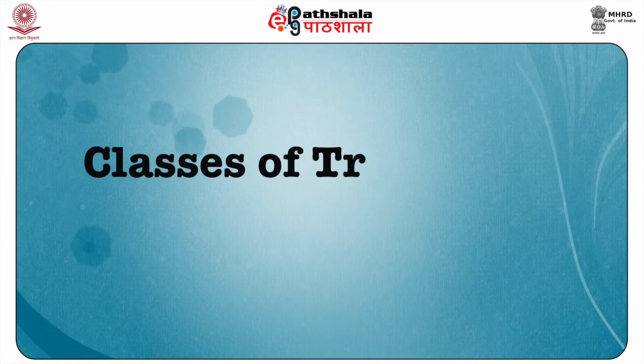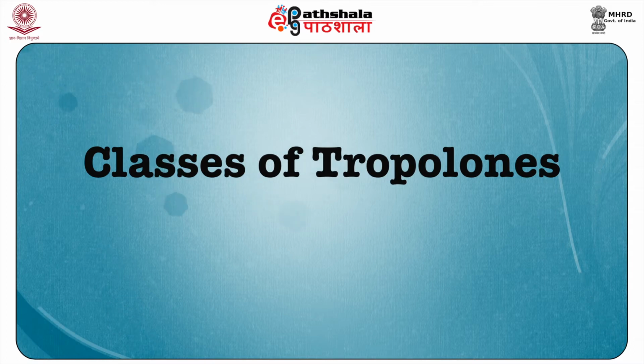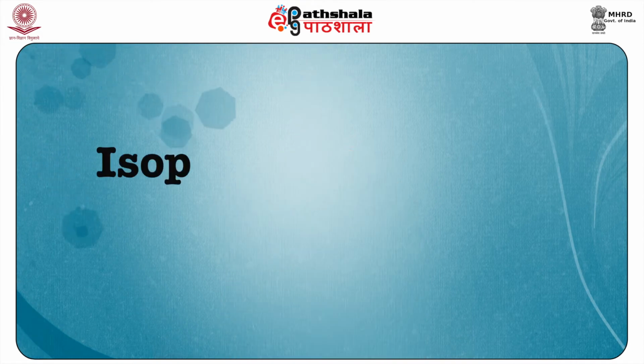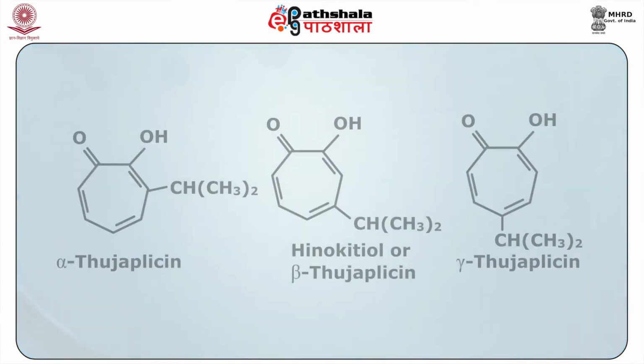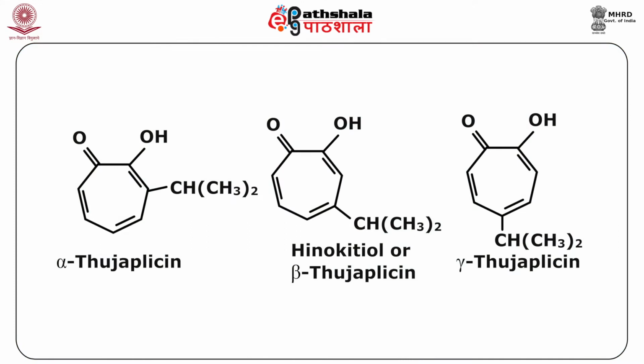Now, various classes of tropolones. What are the various classes that we will know now? There are a few natural tropolones known at present which can be divided into 3 groups. The first one is isopropyl tropolones. These are the simplest of tropolones, which occur in several conifers. Conifers are cone-bearing plants, and all conifers belong to the family Cupressaceae. Examples of this class are alpha, beta and gamma thujaplicin, as shown in the figure.